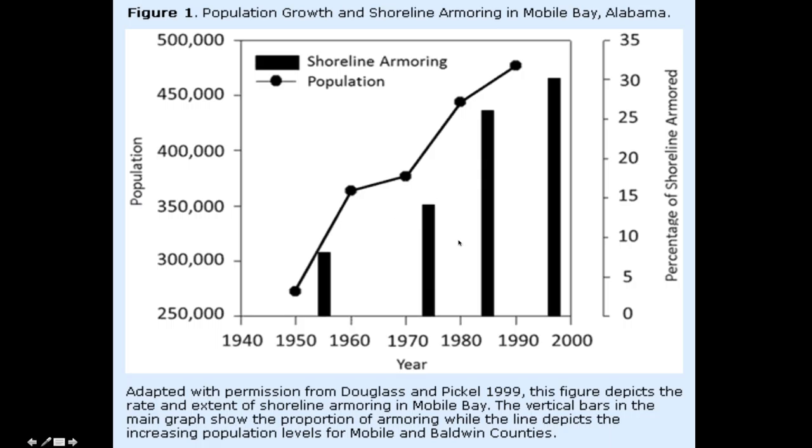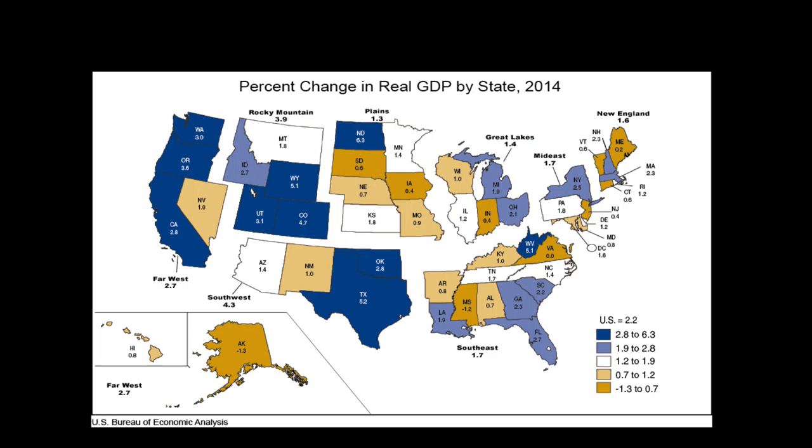Whereas the percentage of shoreline armored is pretty dramatic. Look, it's going from like, I don't know, 8 to about 30. So it's like 3 times more area over this 40-year period. Okay.